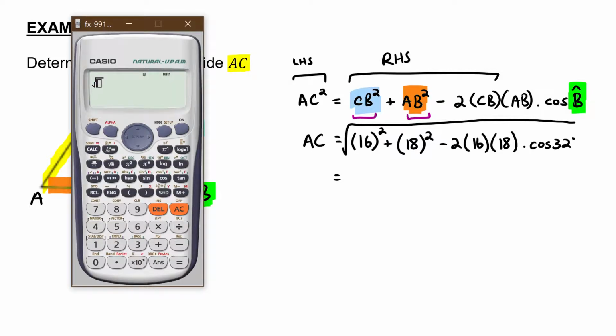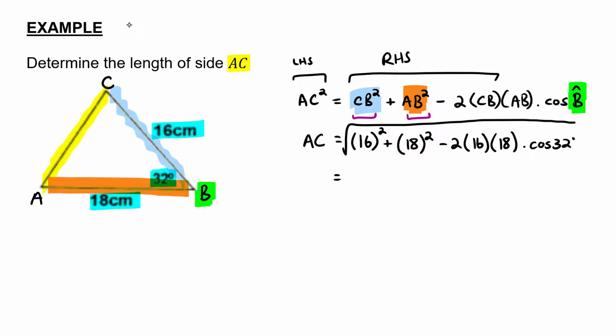So when we plug it in on the calculator, it's going to be 16 squared plus 18 squared minus 2 times 16 times 18 times cos of 32 degrees. And that gives us 9,57 units or centimeters. Remember, we always round off to two decimal places. So 9,57 centimeters. Don't forget your units and make sure that you've got your two decimal places.